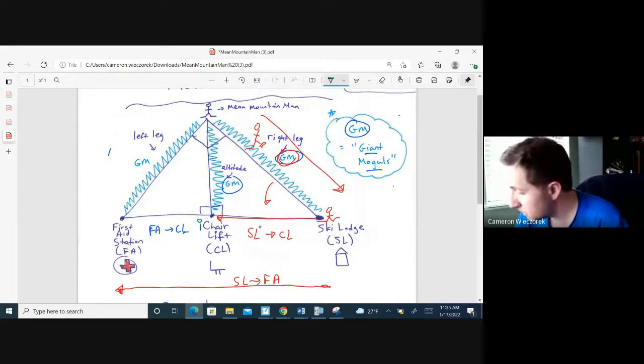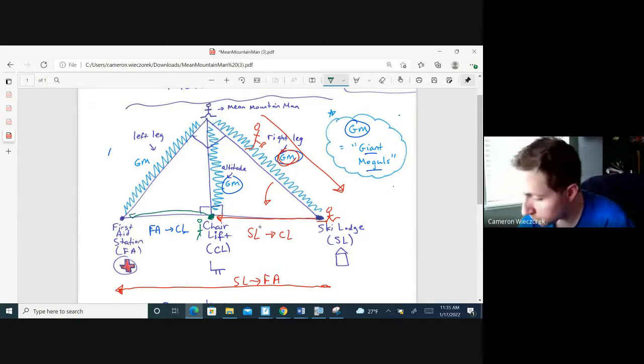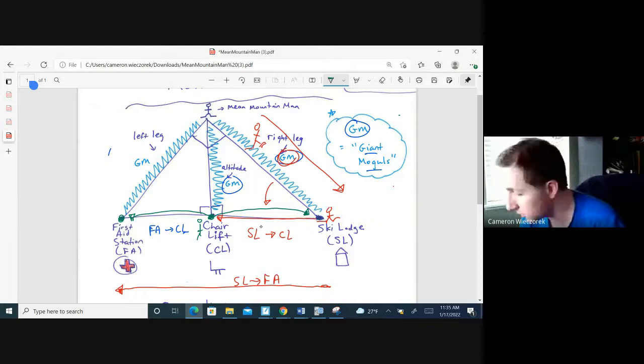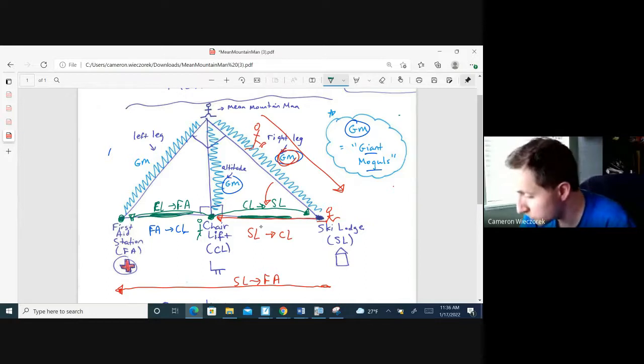Maybe he's standing at the chairlift and needs to make a decision before he goes up the mountain. He could either go from the chairlift to the first aid station to make sure that he's ready to go for another round of skiing, or he could go to the other side on the right to the ski lodge and have a cup of hot chocolate. So he has two distances he could go. He could go from the chairlift to the first aid station, or he could go from the chairlift to the ski lodge. So the two little pieces making up that big ground distance, that big hypotenuse.